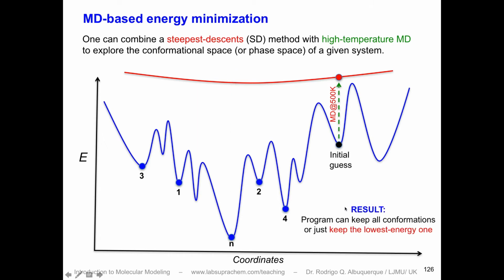In general, the program can actually keep all conformations generated, conformation 1, 2, 3, 4, 5, and so on, or just keep the lowest energy one. If you can run this molecular dynamics for a long time and make as many minimizations as possible, you can perhaps get the absolute minimum. But this is a very useful method to help in energy minimization.